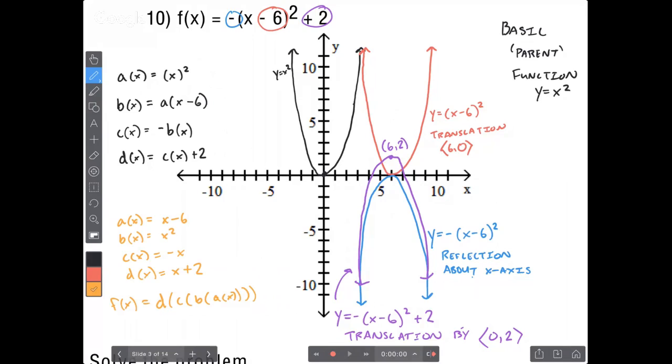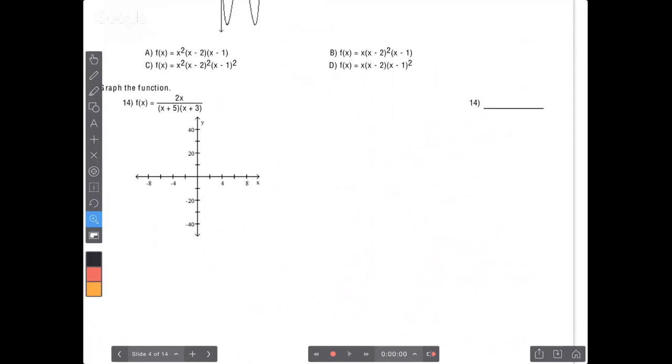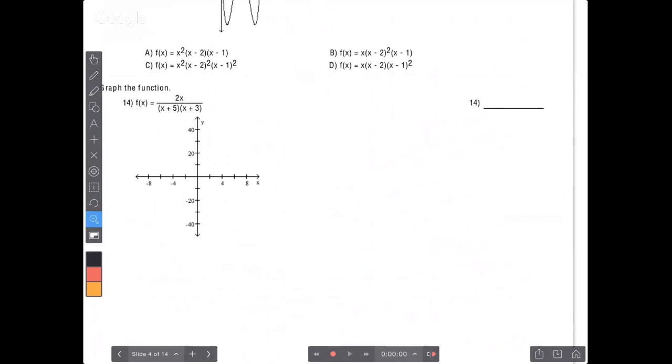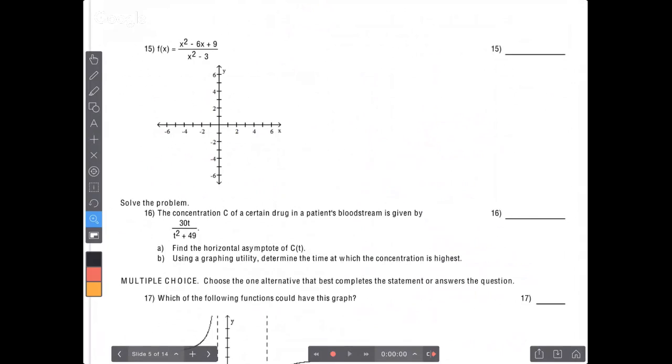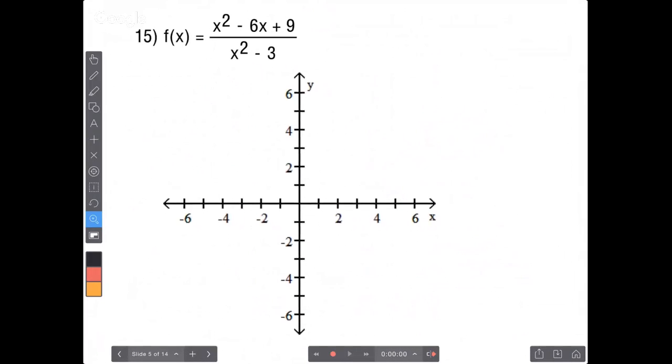Cool. So seeing no further questions, I'm going to move on to number 15. 13, 14, 15. What are we supposed to do here? Just graph the function. Sweet. 14 and 15. Graph the function. Well, we can do that. No problemo. Cool. What do we got? We got a series of steps for thinking about this function.